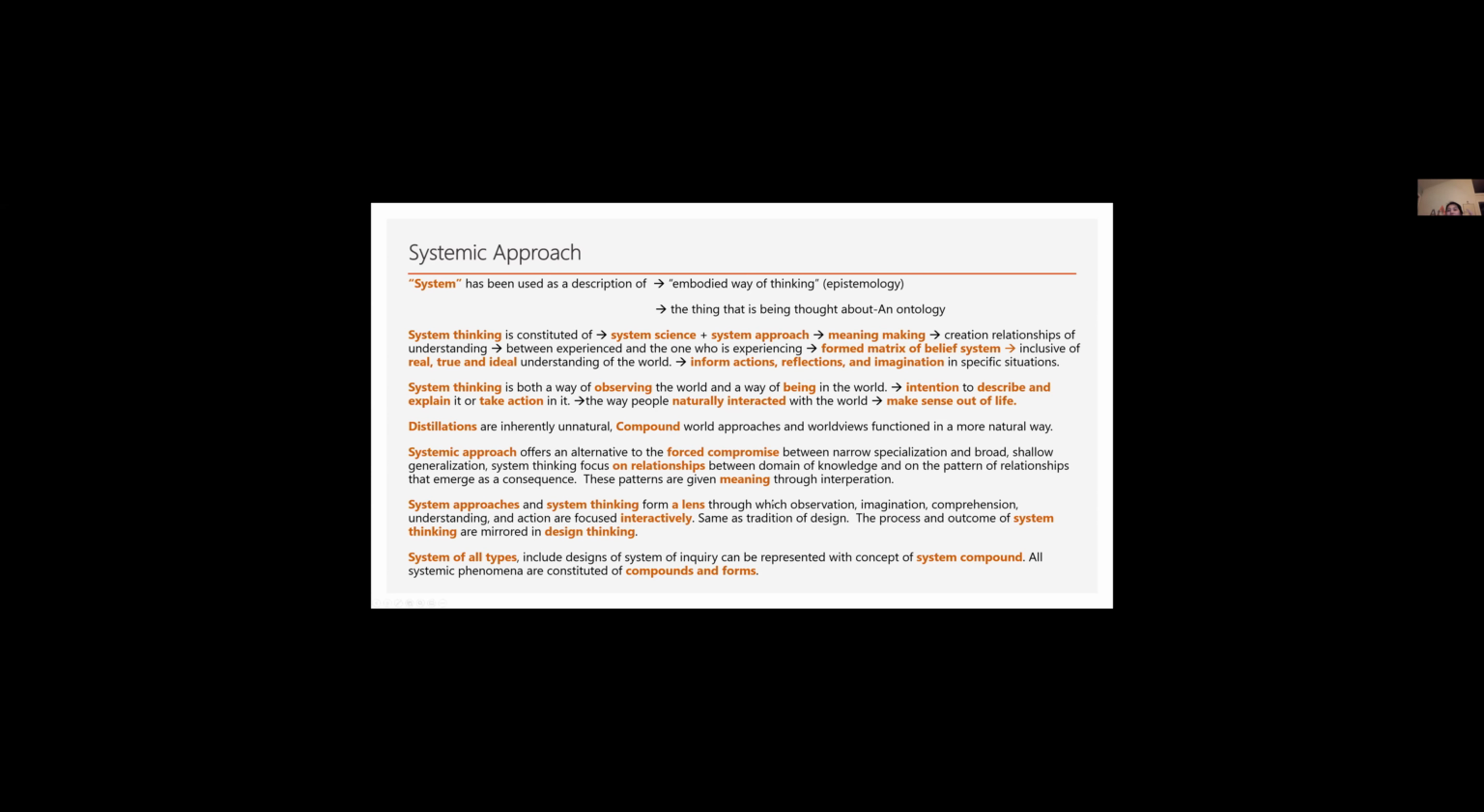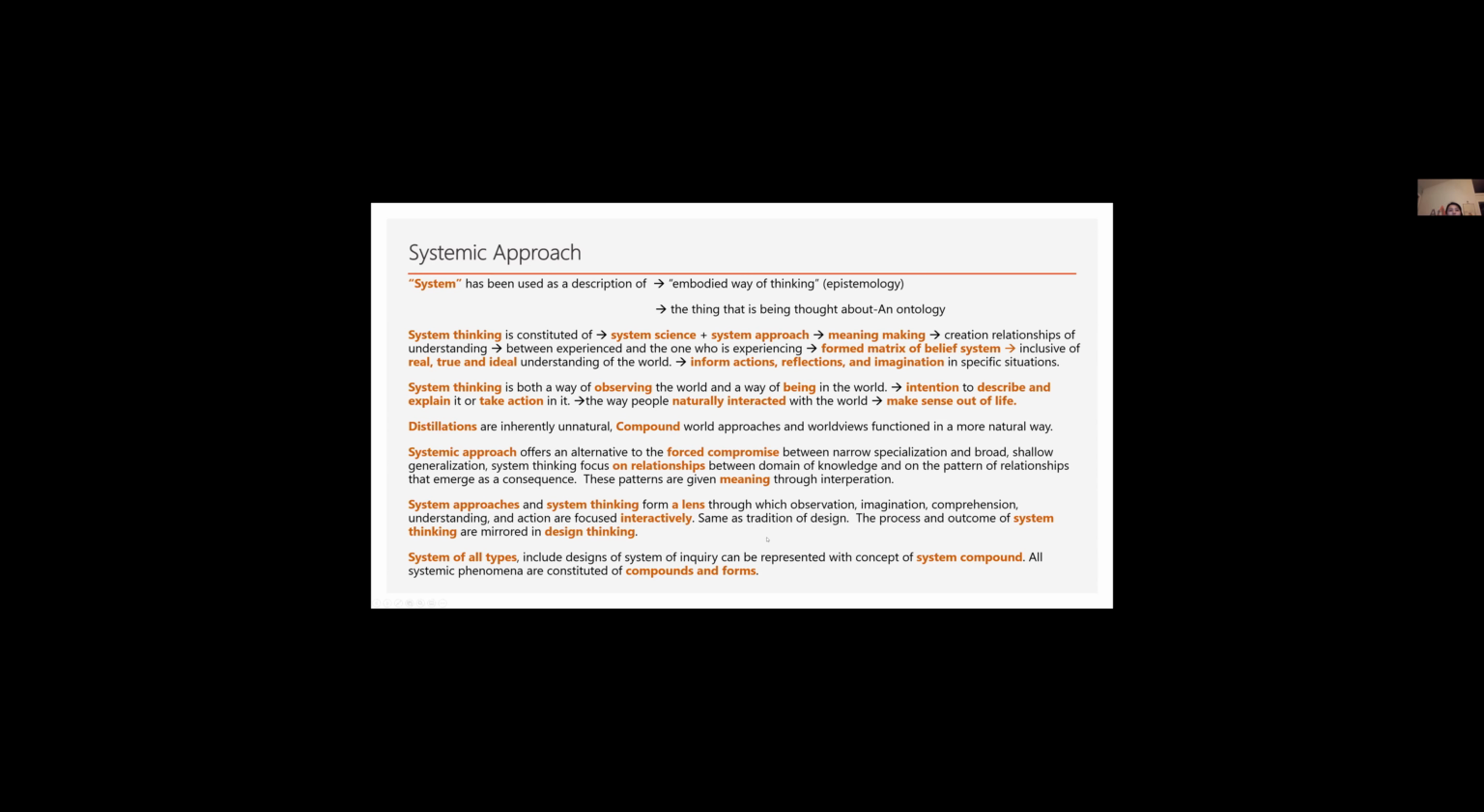So you have understanding of the structure, even though you could zoom into more details or you could not zoom into detail, but you can still have this holistic understanding of the whole thing. The system approach and system thinking form a lens through which observe, imagine, and comprehension, understanding, and action are forced interactively. Same as traditional design. The process of outcome of system thinking are mirrored in design thinking. So system thinking is a lens, how we see the world basically.